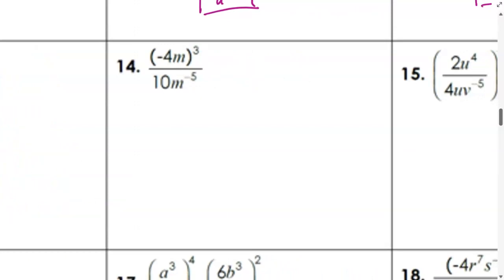Remember, 10 has its own exponent. The negative 4 has its own exponent. So I'm going to take that negative 4 to the power of 1 and raise it to the 3rd power. 10 stays down in the denominator because its exponent is a positive 1. Move that base of m raised to the 5th power up to the numerator. And then I have negative 4 times 4 times 4.